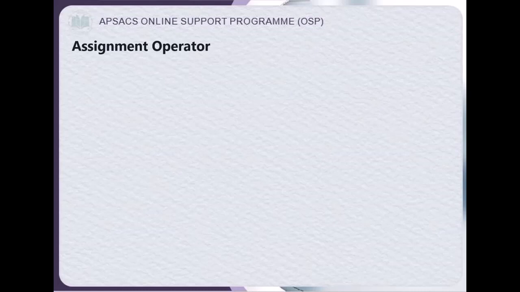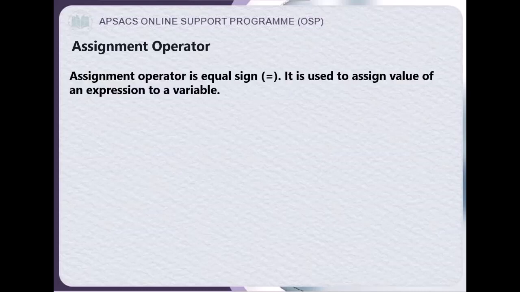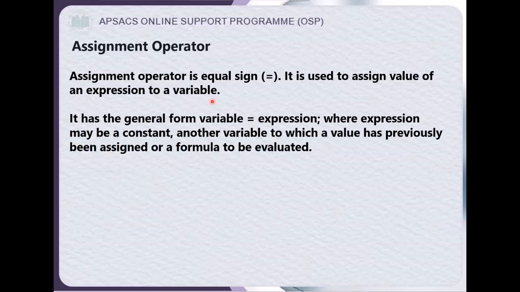Assignment operator. Assignment operator is equal sign. It is used to assign value of an expression to a variable. It has the general form variable equal to expression semicolon, where expression may be a constant, another variable to which a value has previously been assigned, or a formula to be evaluated.